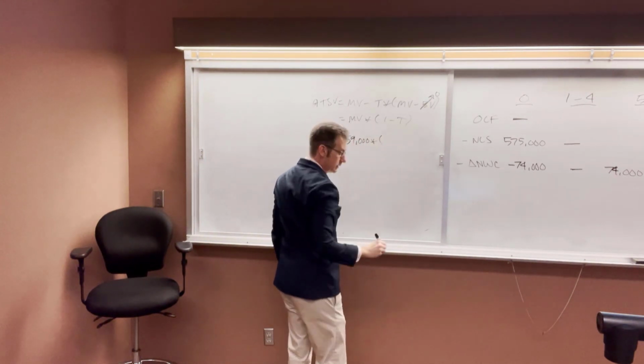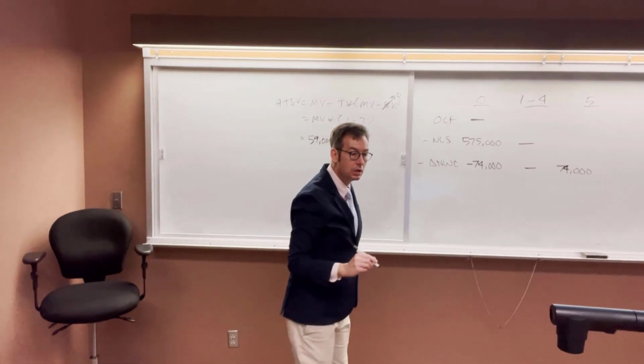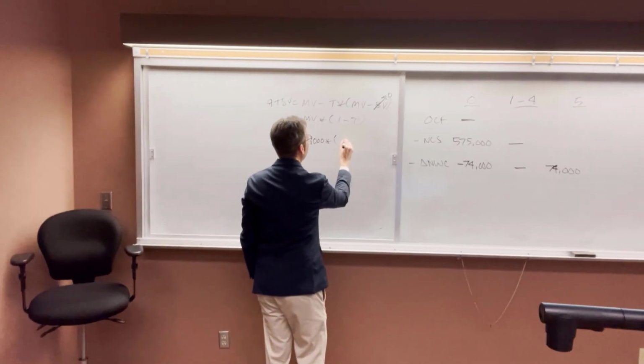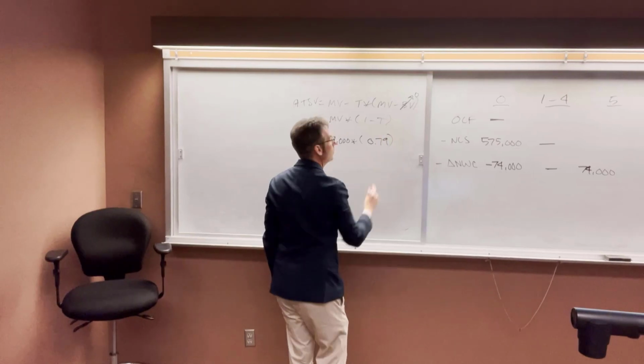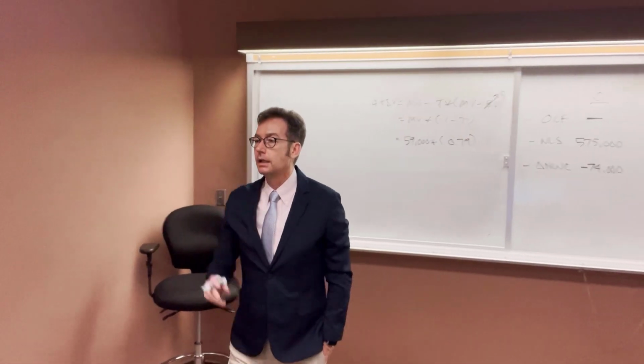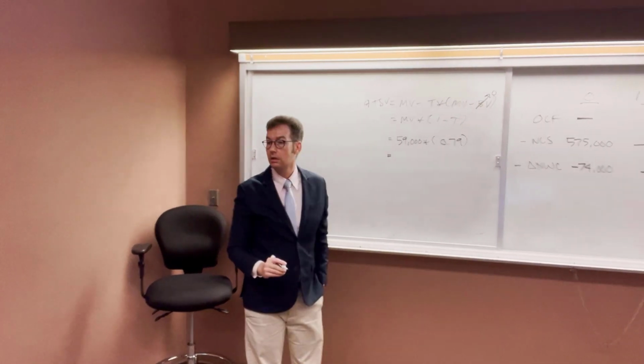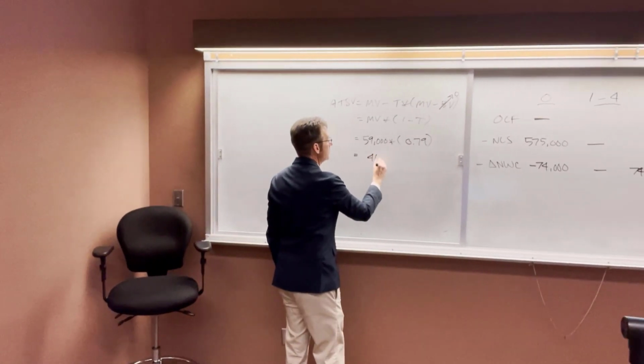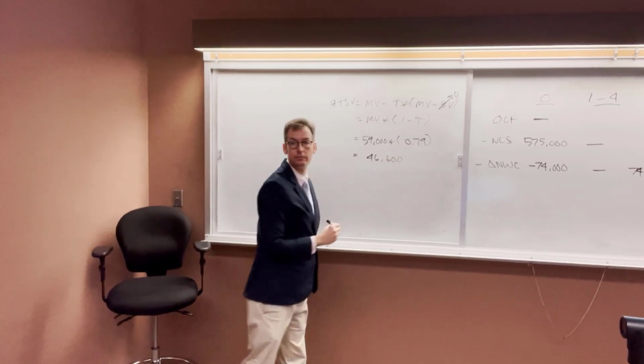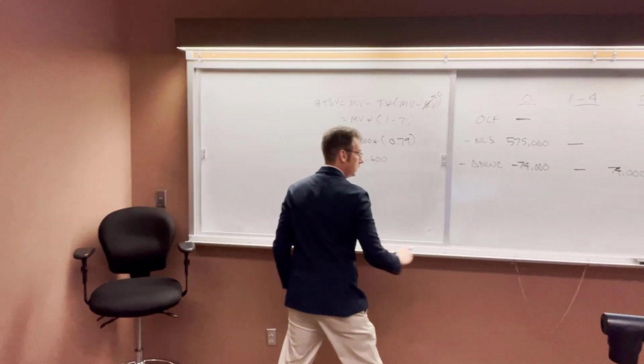And what is our tax rate? 21%. So I think 1 minus t is 0.79. Does that sound right? Okay, so what do we have for our after-tax salvage value here? 46,610. Ooh, very good.